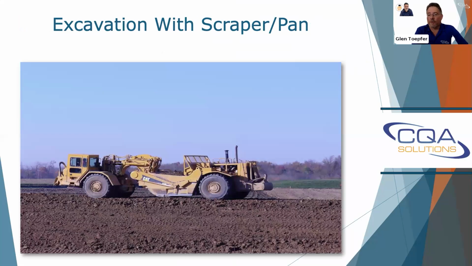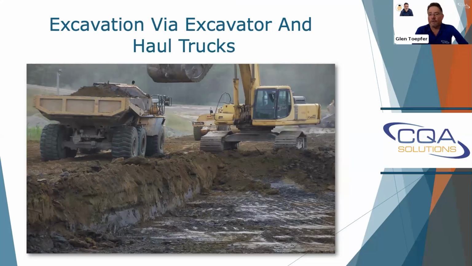You have excavation primarily with your scrapers or pans, and you have excavation with an excavator and haul trucks. Your scraper is only going to take off 2, 4, 6, 8 inches of soil at a time, whereas your haul trucks and an excavator are going to take feet off at a time. And you can see here in this photo that there's different types of soil being mixed here. You've got a brown clay or brown sandy or silty something on the top, and what looks like a gray clay down here at the bottom of the cut.